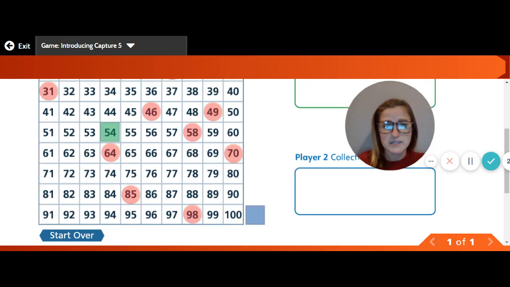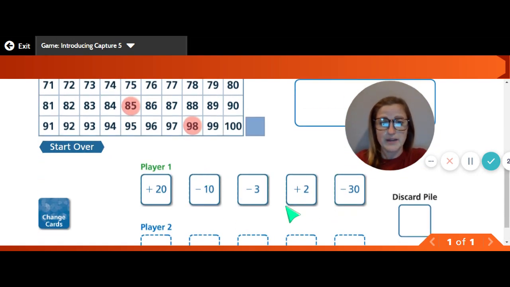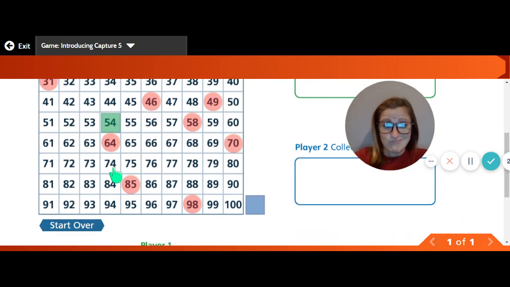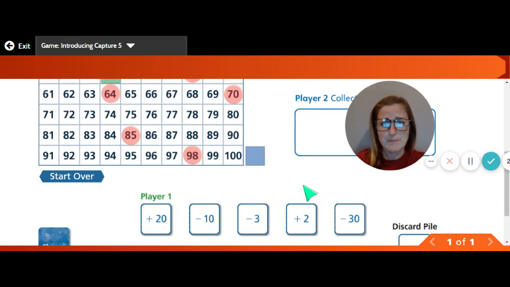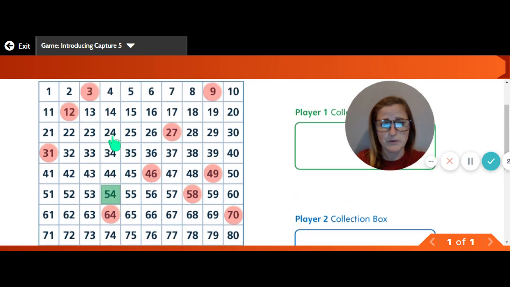So if my goal is to capture these, then I should start looking at where I am on the board and how close these are to me. So I can see that if I were to add 10, that means I would get to move down here and I would capture that tile. So I could look at my cards and say, do I have an add 10? Man, I don't. I have an add 20. I also noticed that I have a minus 30. So that means I go up 1, 2, 3.